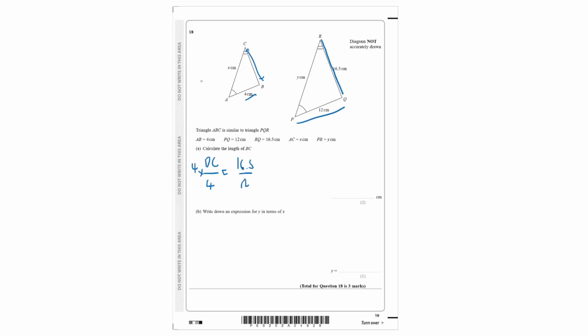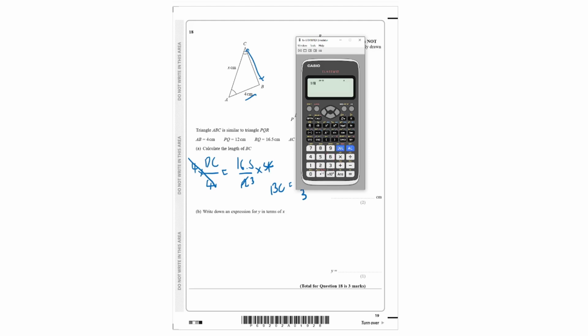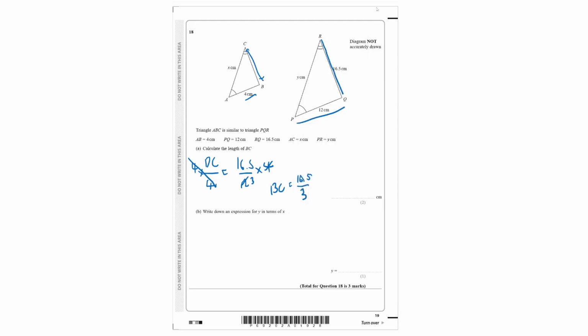Multiply both sides by 4 to remove the denominator. This cancels out, and we're left with BC is equivalent to 16.5 divided by 3. We can then use a calculator here. 16.5 divided by 3 gives us 5.5 centimeters.